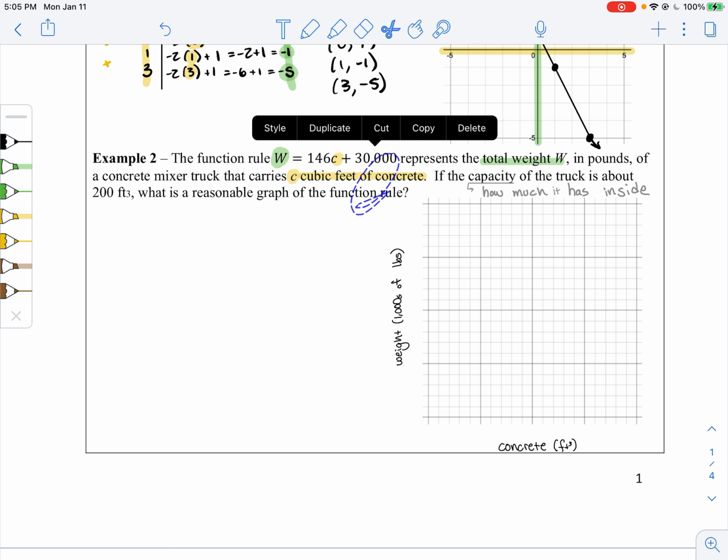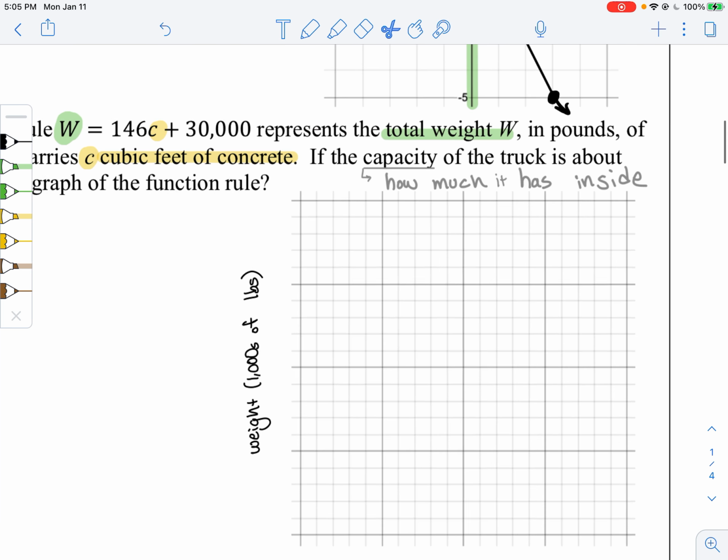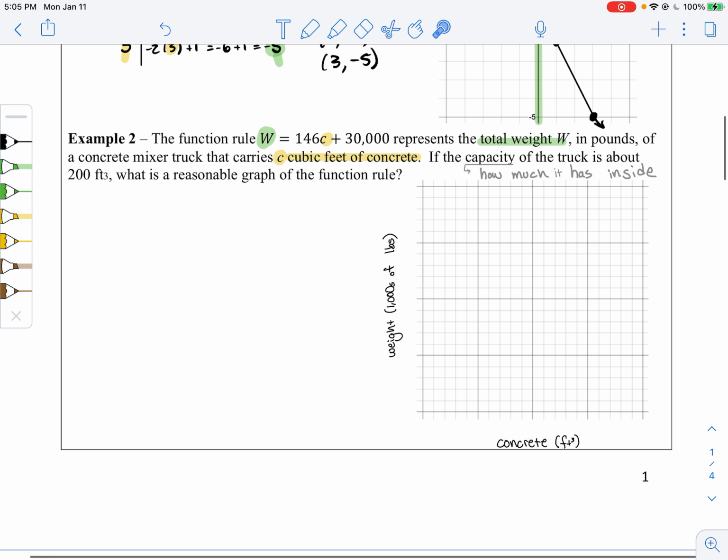If the capacity of the truck is about 200 cubic feet, what's a reasonable graph of the function rule? Okay, so capacity is volume, how much it has inside. It can hold up to 200 cubic feet, which means we shouldn't be plugging in more than 200 for our cubic feet, for our capacity. So let's make a chart.